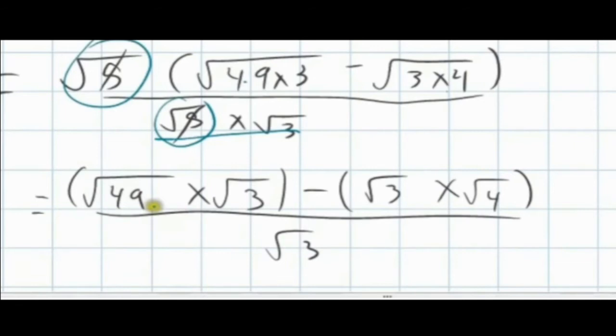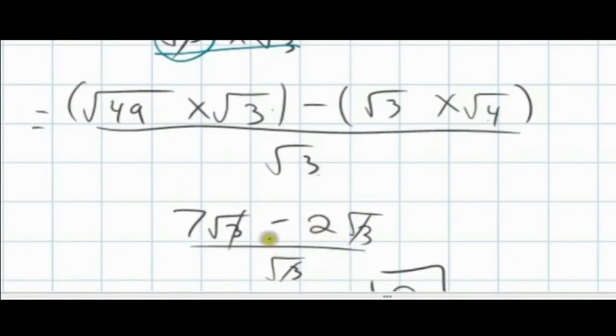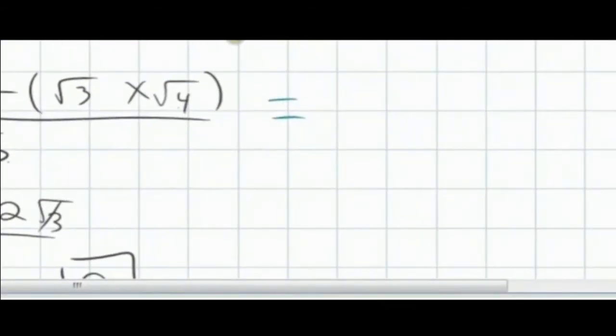I broke them apart. So now I have the square root of 49 times the square root of 3, and that's a quantity. And I'm subtracting the square root of 3 times the square root of 4. And again, it's over the square root of 3. So that means that I can pull out the square root of 3 because it's common to all of these: this quantity, and this single number down here. So once I took them out, it went something like this.